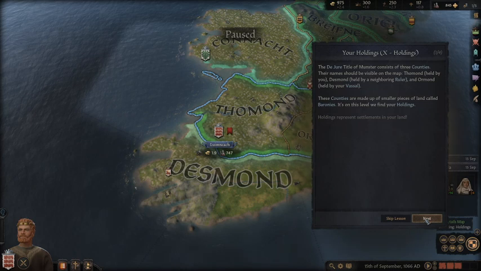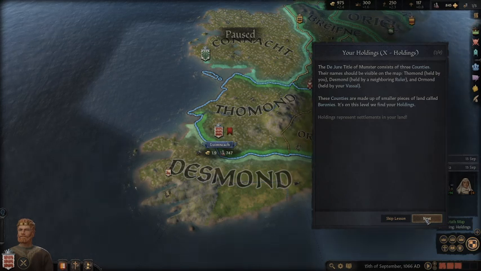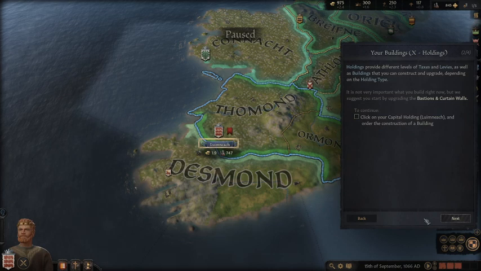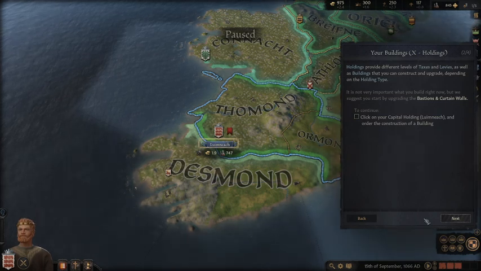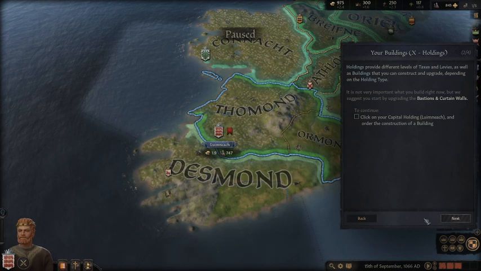These counties are made up of smaller pieces of land called baronies. It's on this level we find your holdings, meaning that holdings represent settlements in your land. Holdings provide different levels of taxes and levies, as well as buildings that you can construct and upgrade depending on the holding type. It is not very important that you build right now, but we suggest that you start by upgrading the bastions and curtain walls.